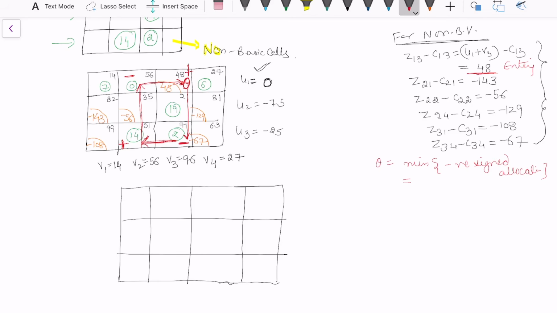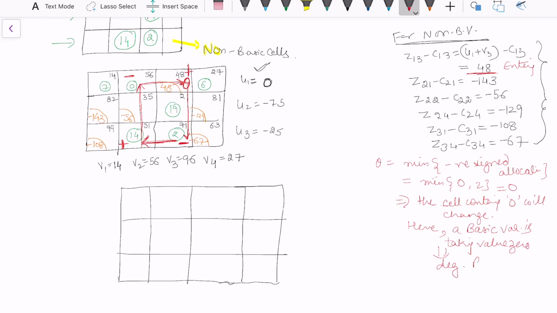So what is the minimum negative signed allocation? This is the minimum of 0 and 2. So theta is 0. This means the cell containing 0 will change. This means here a basic variable is taking the value 0. So this is nothing but a degenerate basic feasible solution that we are talking about from the last table. And then let's write now quickly the table.